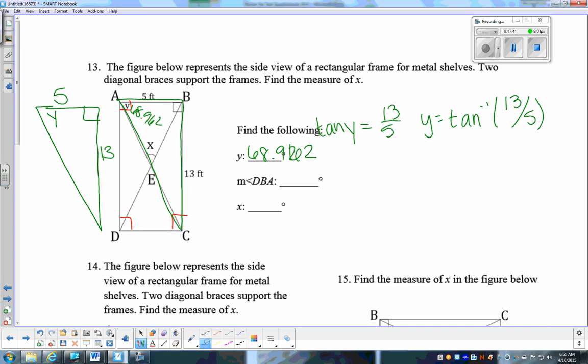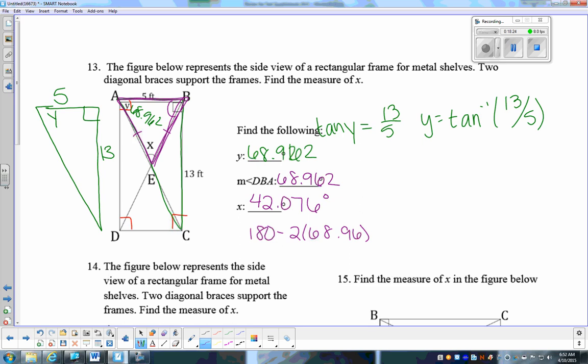So then I'm looking for the measure of DBA, this angle here. Well, since I know these pieces are congruent, angle DBA is also 68.962. Now I'm just looking at this little triangle here. So now I have 2 of my angles, my base angles. So what I want to do is figure out what's left over for x. So it'd be 180 minus 2 times 68.962. And I get x is 42.076 degrees.